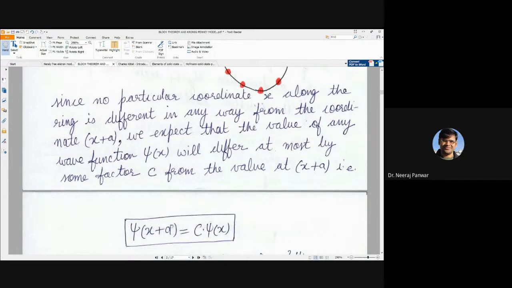Therefore, we say that the wave function at psi x plus a is equal to some constant times the wave function at position x. That is only the difference of a constant. Otherwise, because the probability density is the same, the wave function at two positions is the same, because we have identical particles on this ring.